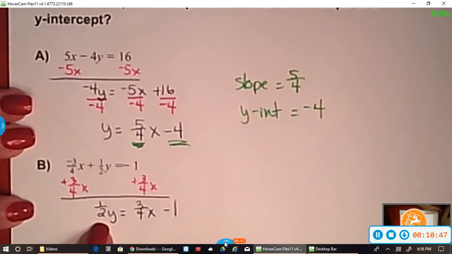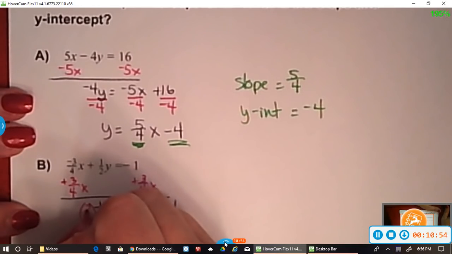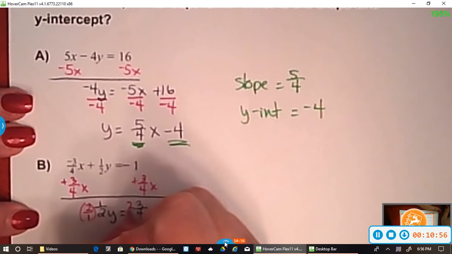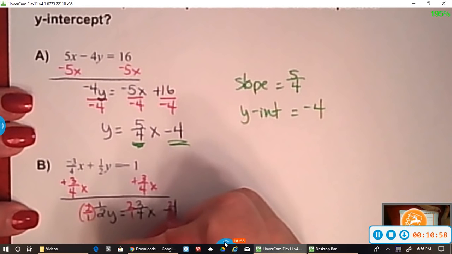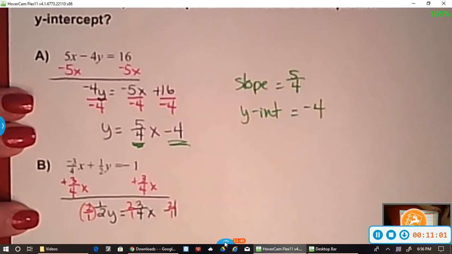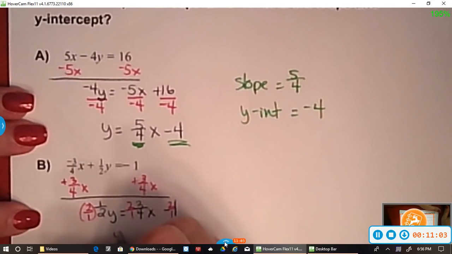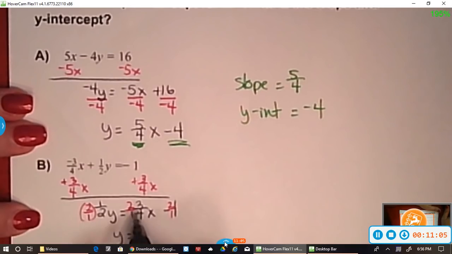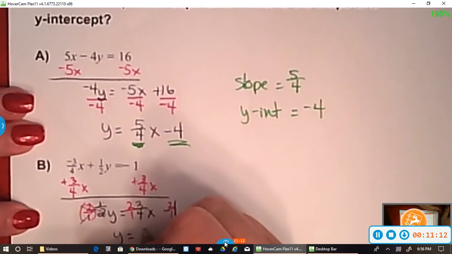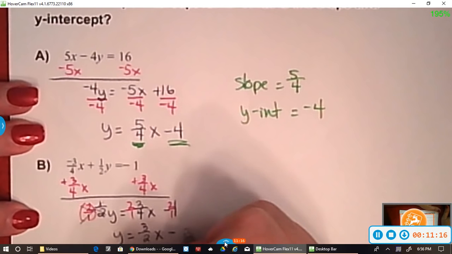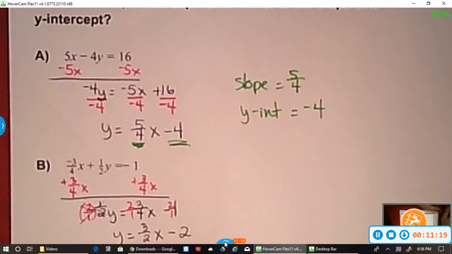Now, to get rid of the 1/2 that's in front of the y, I'm going to multiply everything by the reciprocal. So multiply by 2/1, multiply by 2/1 here, and I'm going to do it here as well. So that's going to give me y equals, because those cancel right there, 2 times 3 is 6/4. 6/4 reduces to 3/2 x, and that's going to give me -2.